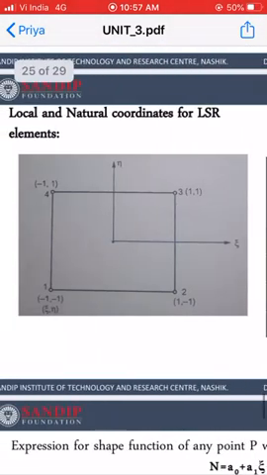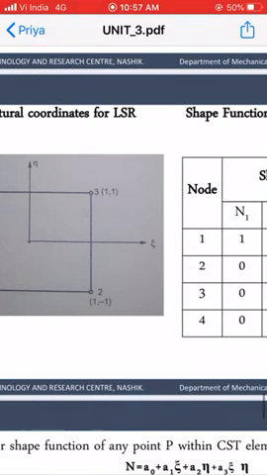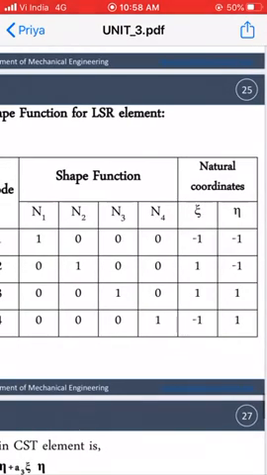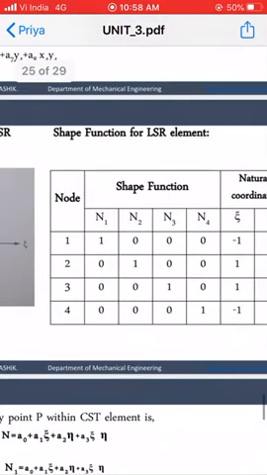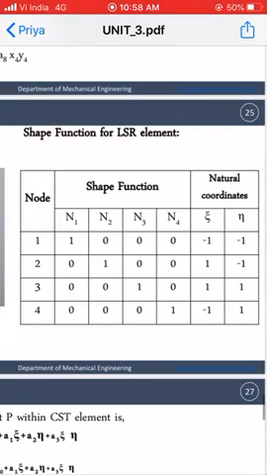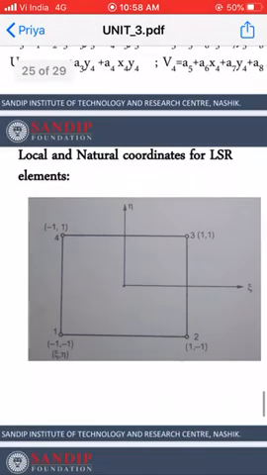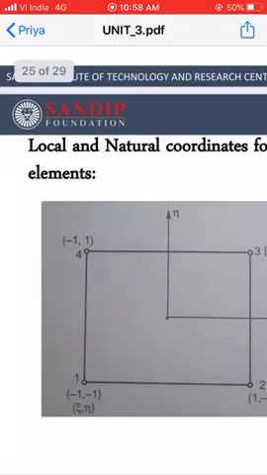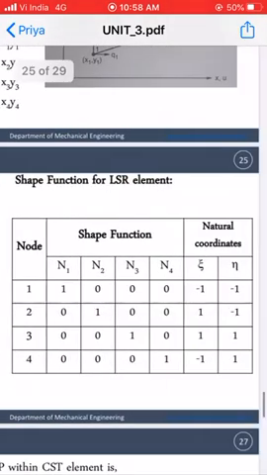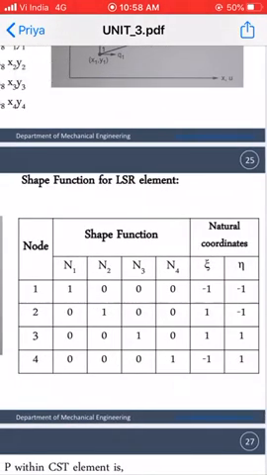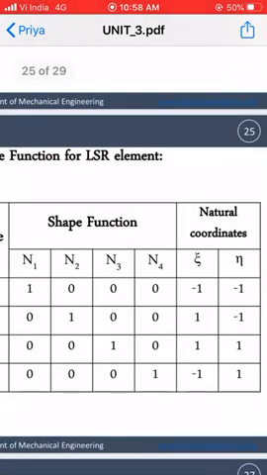Similarly your third node is lying in the first quadrant. For the first quadrant we know that both values are positive, so for node 3 it is +1, +1. And similarly your fourth node is lying in the second quadrant. For the second quadrant x is negative, y is positive, meaning zeta is negative, eta is positive. So for your fourth node zeta is negative, eta is positive.